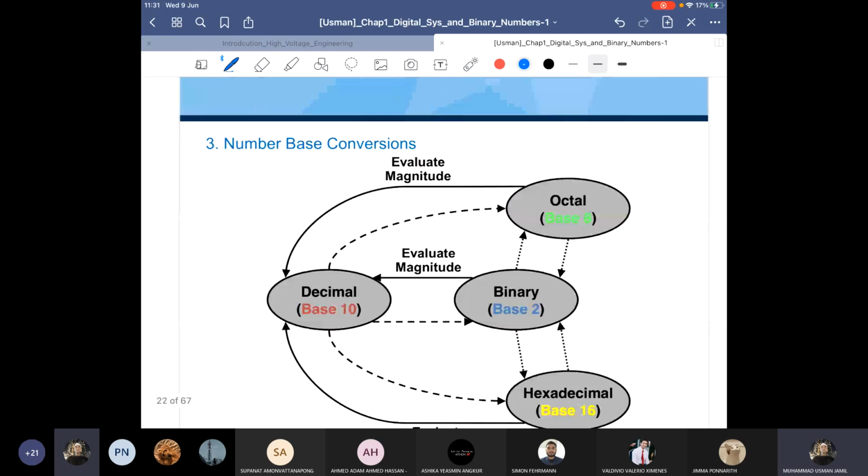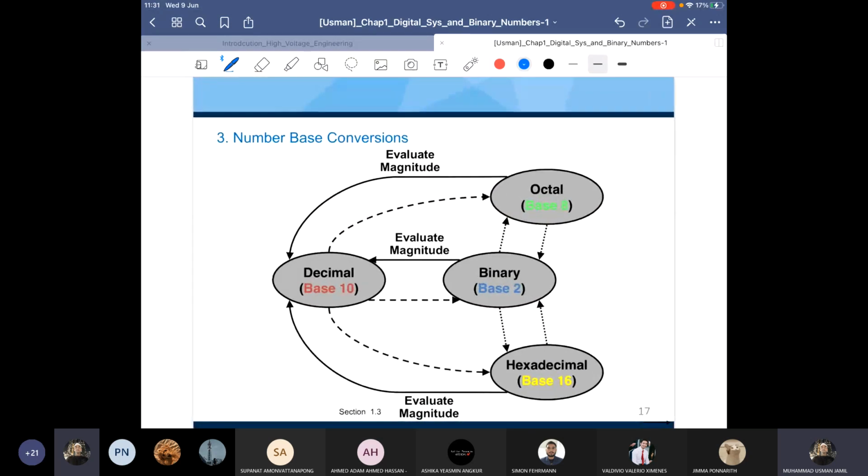Okay, so this is the binary multiplication. Next, we have a next topic, number base conversions. Number base conversion means we now have four types of numbers. We have the decimal number, which is number one. Then second one is the binary number. Then third one is the octal number, and fourth one is the hexadecimal.